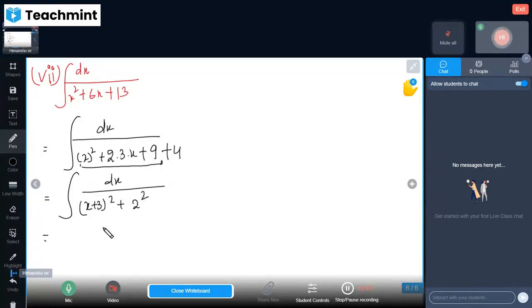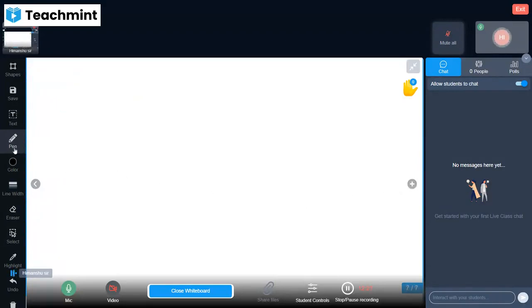Understood? So this arrangement makes it to the form of tan inverse x by a. So tan inverse (x plus 3) by 2, and 1 by a is also there, 1 by 2, plus c. Understood? It's easier, but it can be extended to the further part. By the next question you can see it.